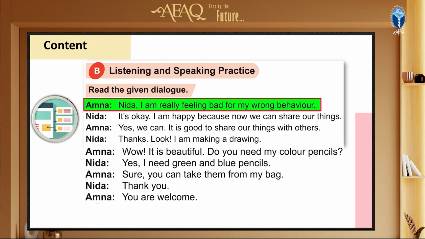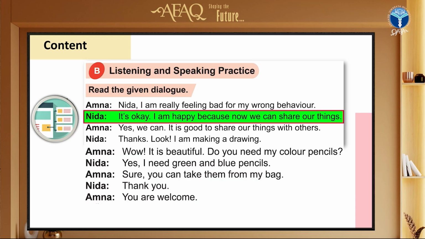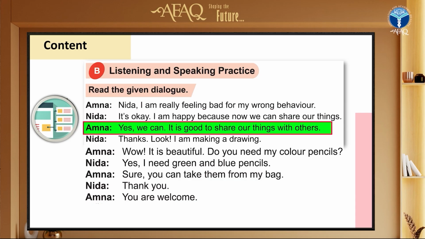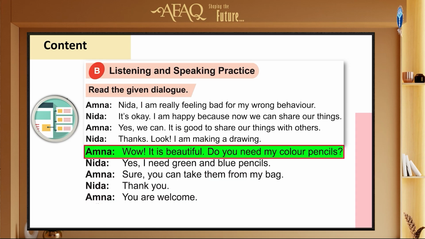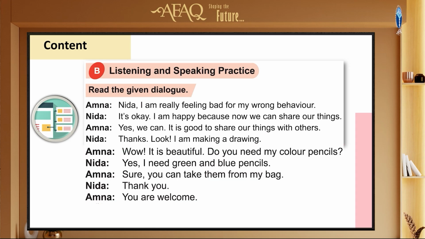Nida, I am really feeling bad for my wrong behavior. It's okay. I am happy because now we can share our things. Yes, we can. It is good to share our things with others. Thanks. Look, I am making a drawing. Wow, it is beautiful. Do you need my color pencils? Yes, I need green and blue pencil. Sure, you can take them from my bag. Thank you. You are welcome.